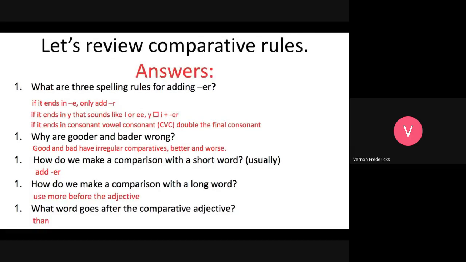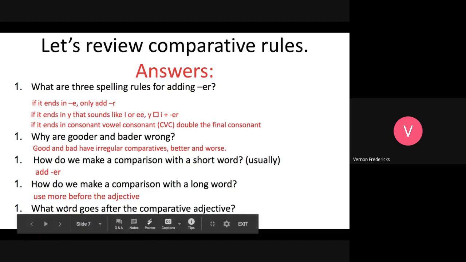Question number three. How do we make a comparison with a short word? We usually just add er. Tall, taller. Shy, shyer. Question number four. How do we make a comparative with a long word? We use more before the adjective, or sometimes we also use less before the adjective. What word goes after the comparative adjective? The word than. Okay, students, these are our answers.